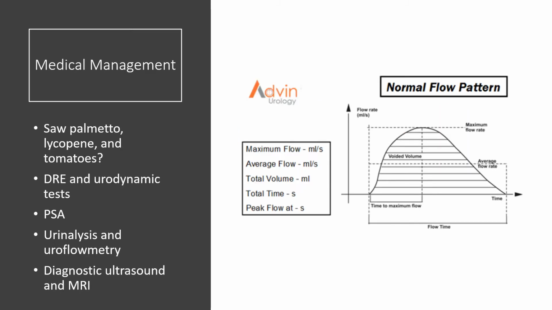And as I mentioned earlier, saw palmetto is a natural treatment, yet not approved by the FDA to treat BPH. And again, it's a 5-alpha reductase inhibitor. And what that does is that inhibits the conversion of testosterone to dihydrotestosterone.